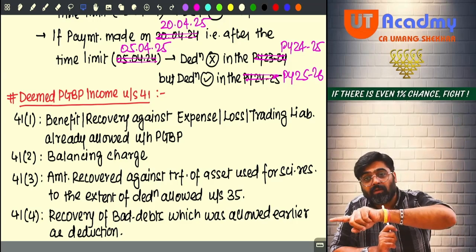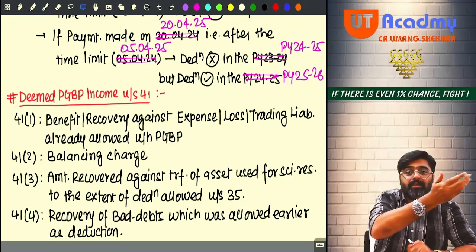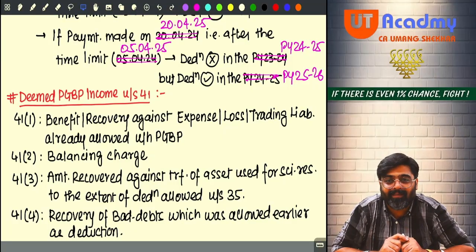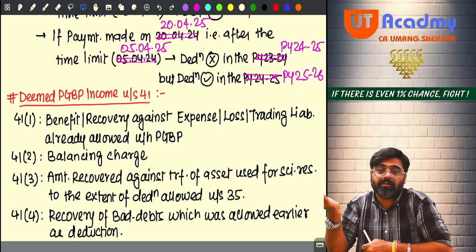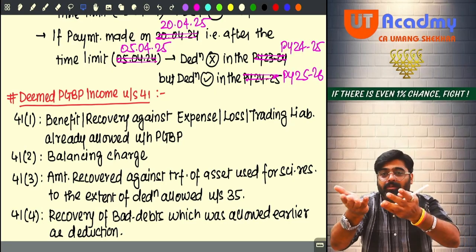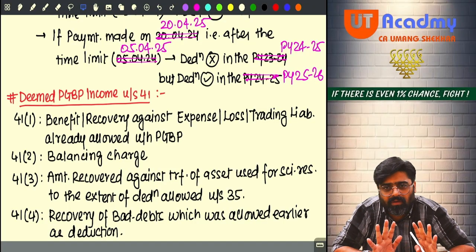Bad debts which were allowed: my income reduced. Now that bad debts are recovered, the income increases, deemed PGBP. Bad debts which were not allowed: income was not reduced. Now recovered, ignore, no need to say that it is a deemed PGBP. Easy or difficult? Sure, no?